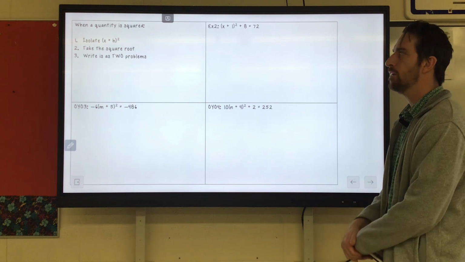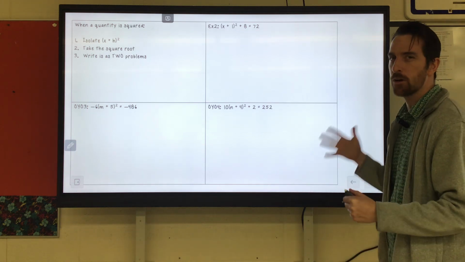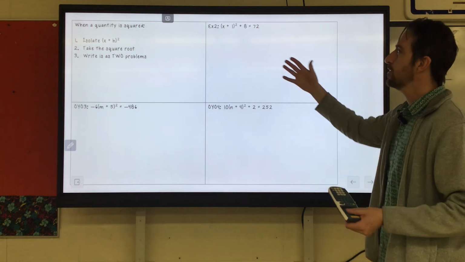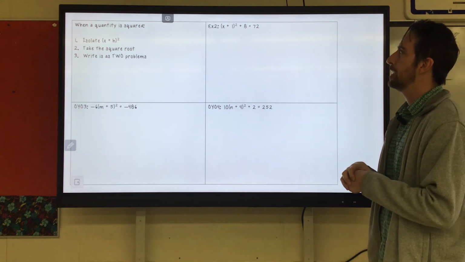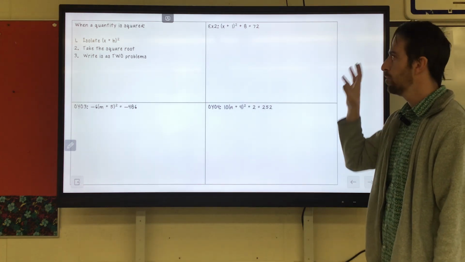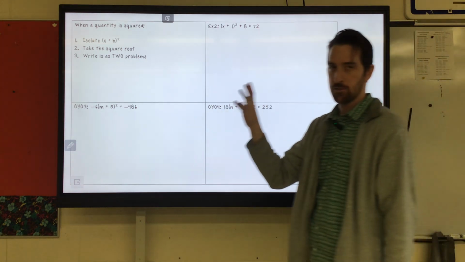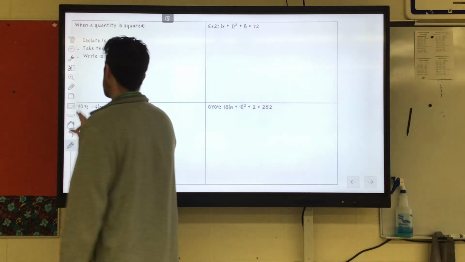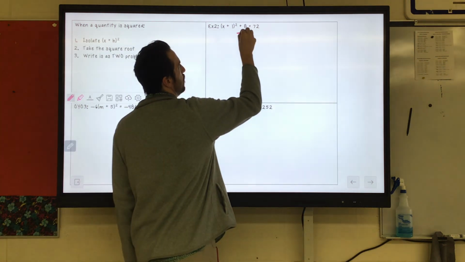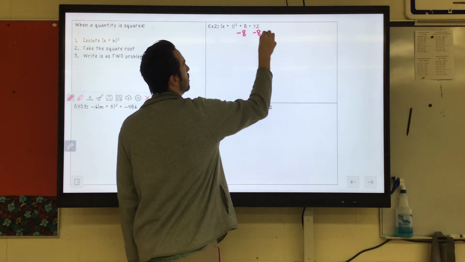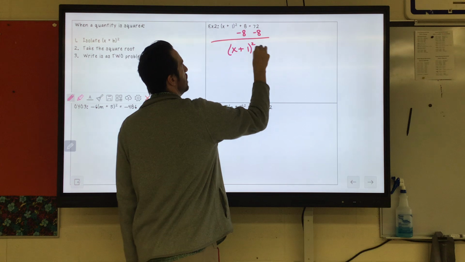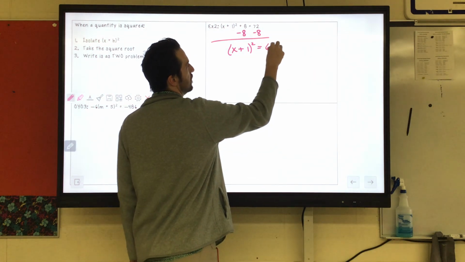Oh, when a quantity is squared, we're going to isolate that quantity first, and then we'll square root like we've been doing. So if you look at example 2 here, we have x plus 1 squared plus 8 equals 72. We want to get it down to just the x plus 1 squared. So we'd have to get rid of the plus 8. Obviously, we're going to subtract the 8 on both sides. X plus 1 squared, 72 minus 8 is 64.